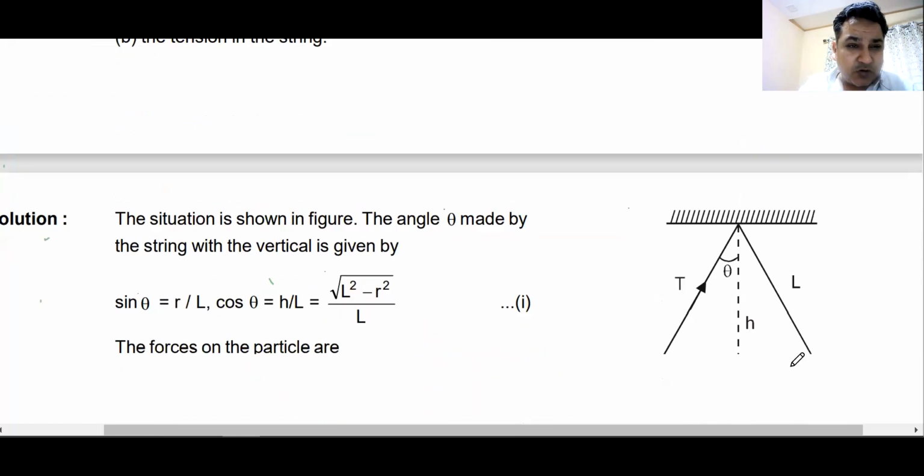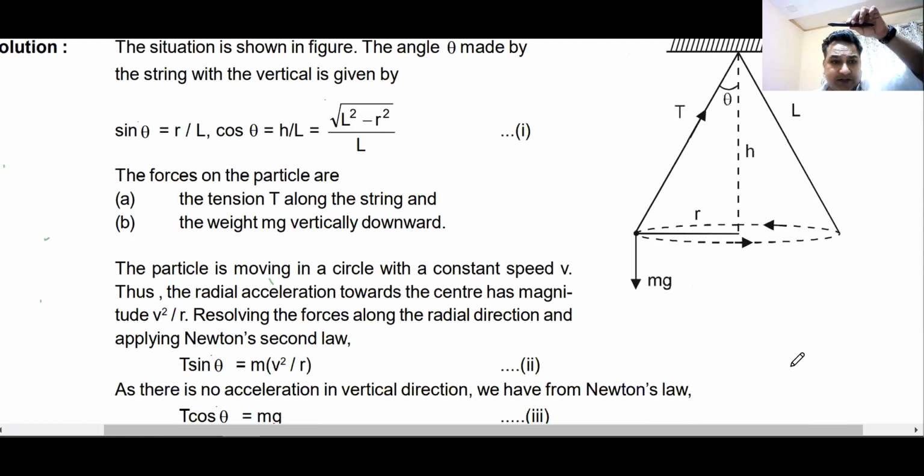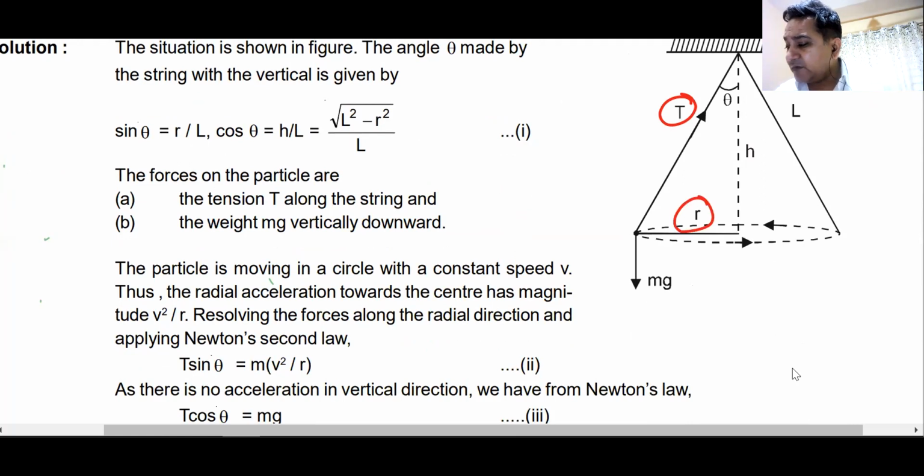This is sometimes known as a conical pendulum. You have a ceiling. You tie a thread to the ceiling, and then this pendulum tries to rotate like this. This is known as a conical pendulum. Tension in the string is like this. This is the radius of the bob. This is the radius of the circular motion.